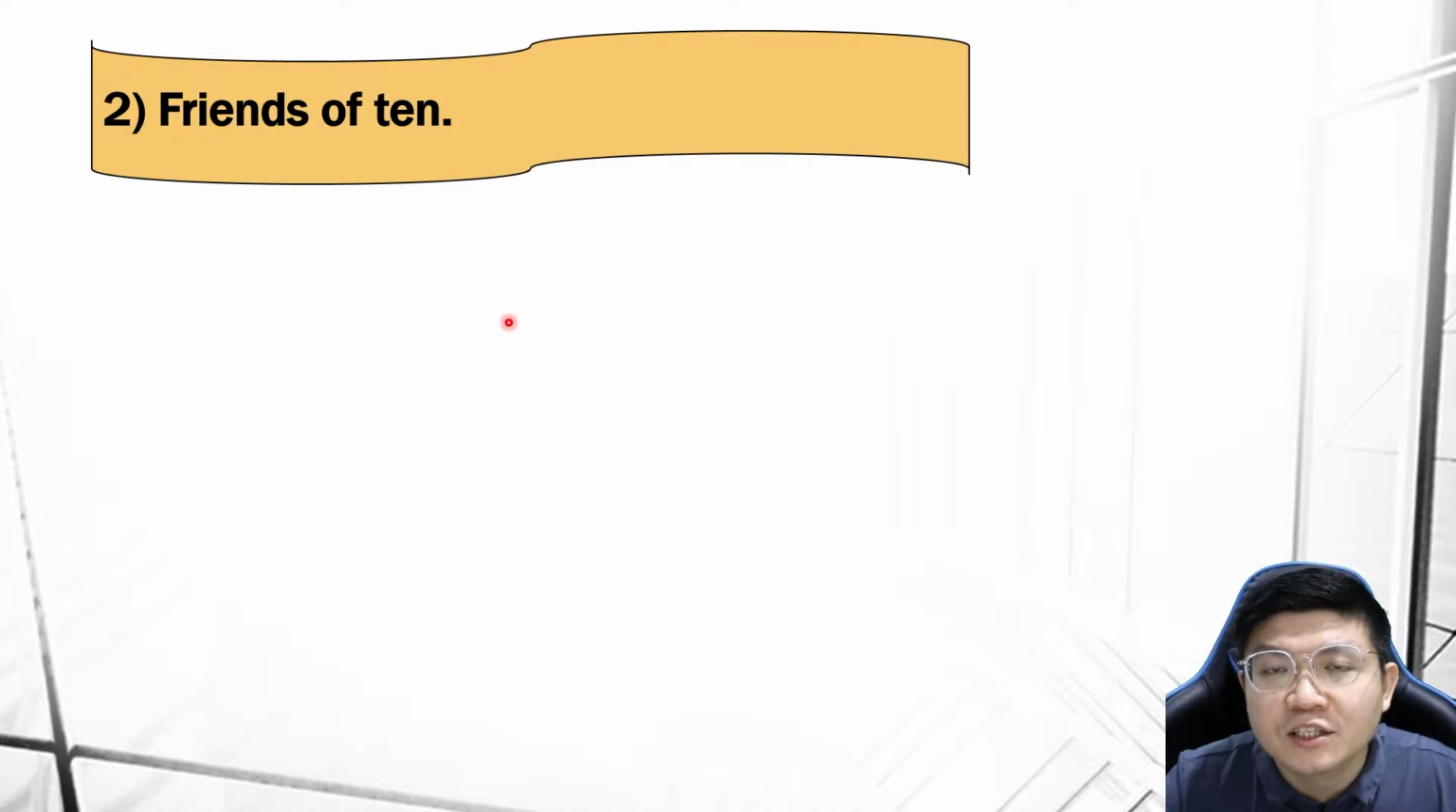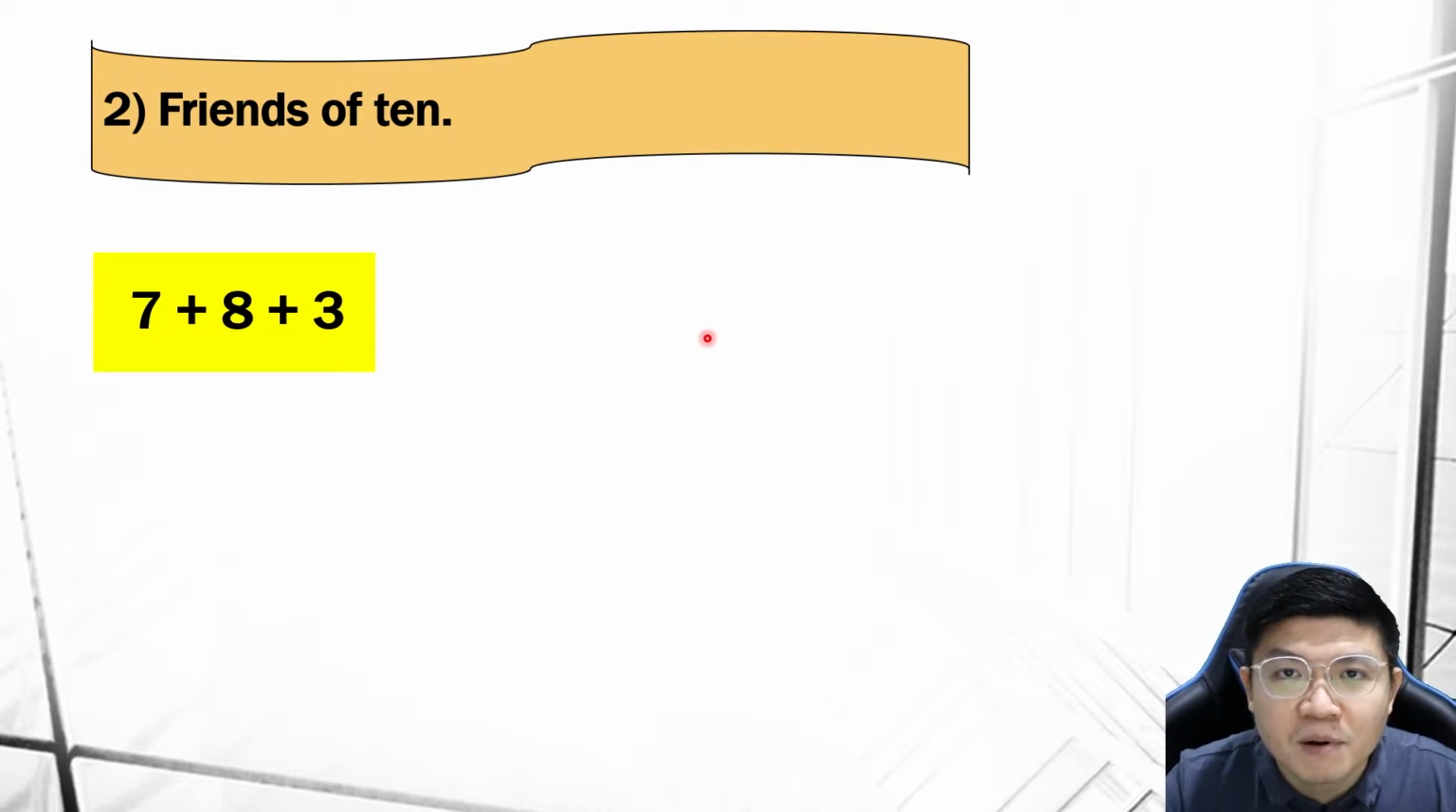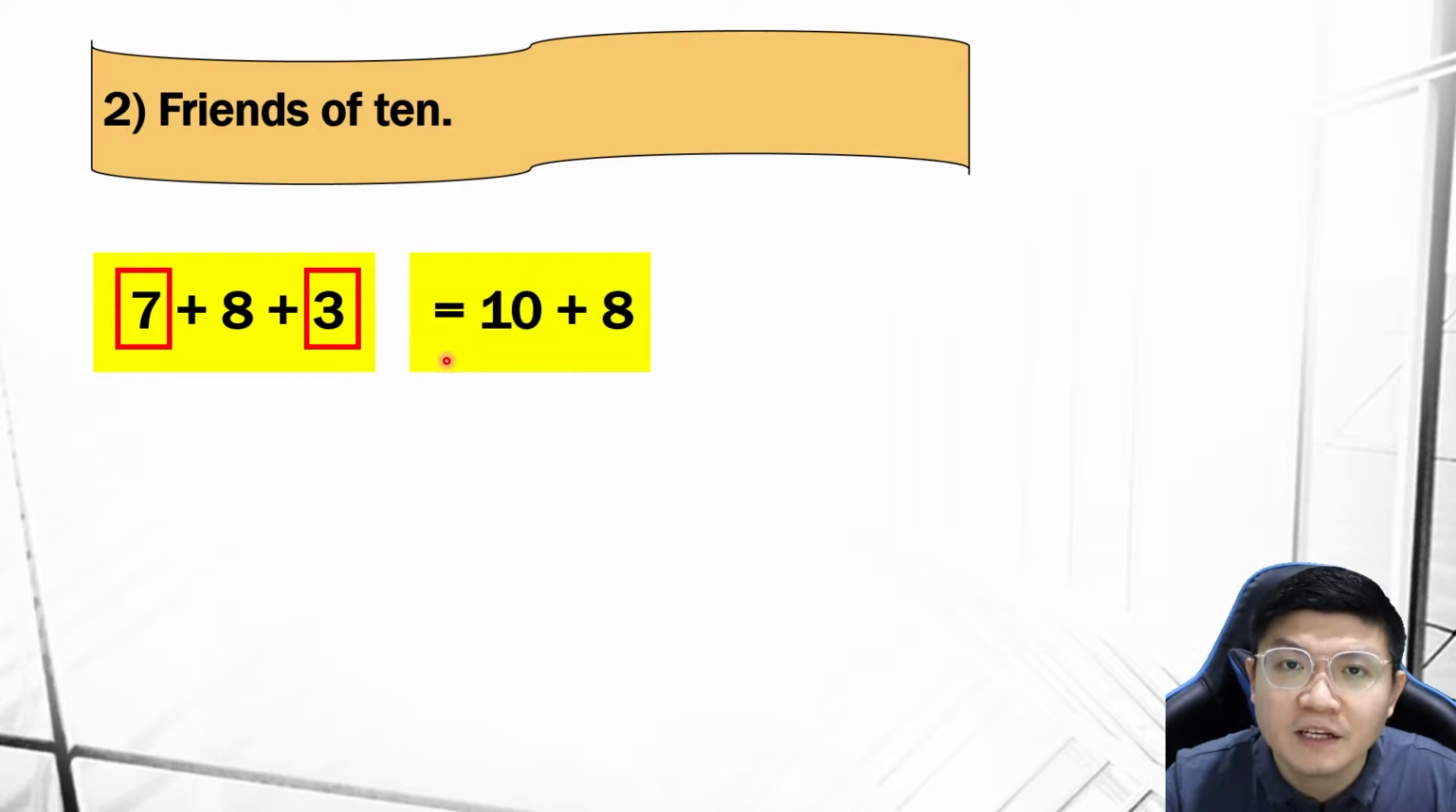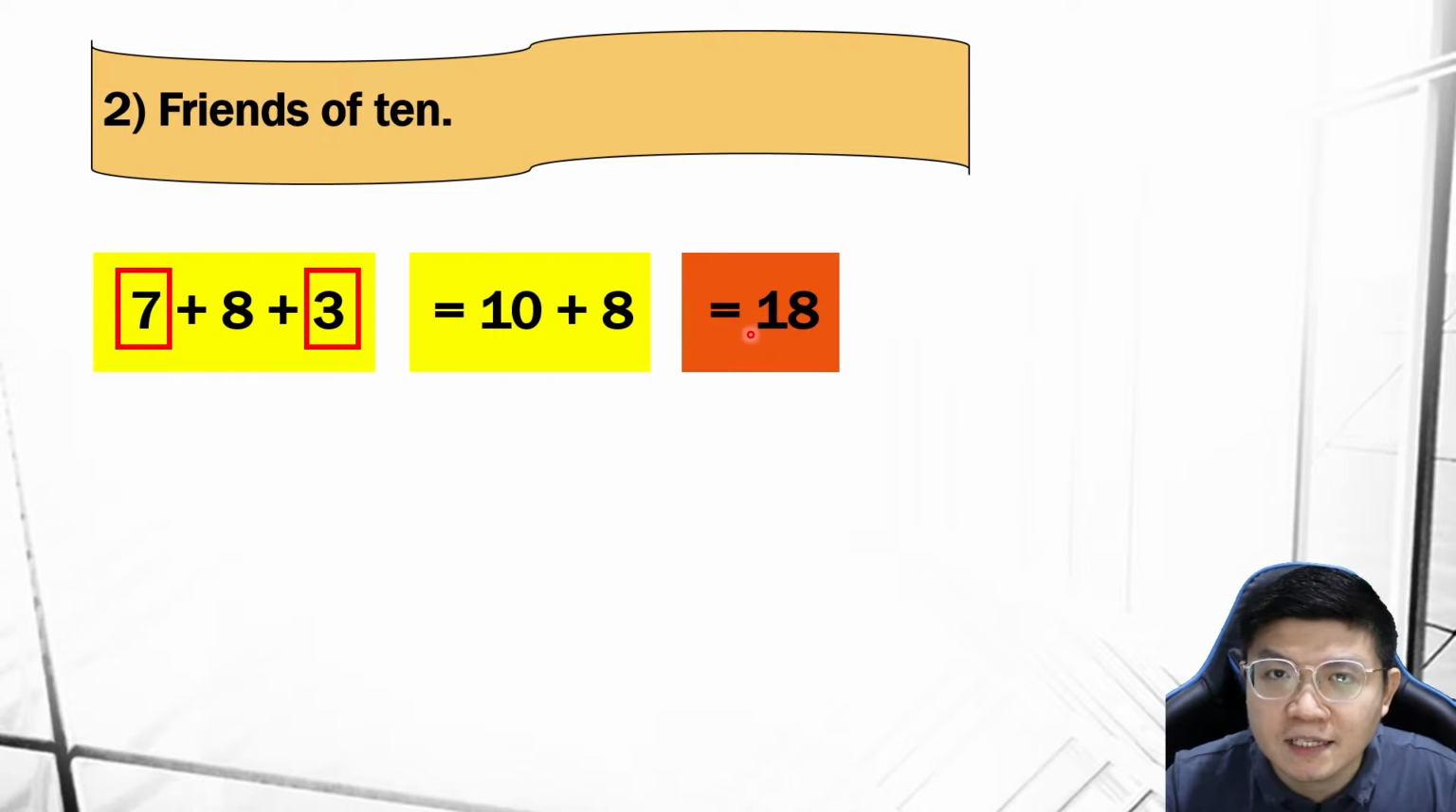Next tip is actually friends of 10. Now here I'll be showing you a number sentence like this: 7 plus 8 plus 3. And I want you to see 7 and 3. It's actually friends of 10. 7 plus 3 is equal to 10. So 10 plus 8, which gives you 18.